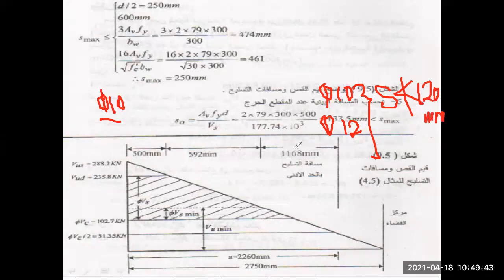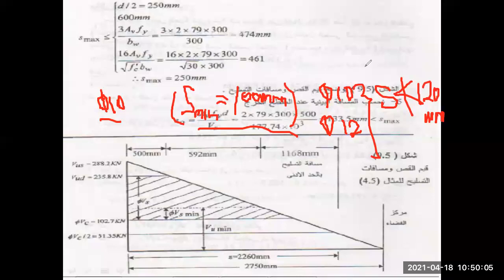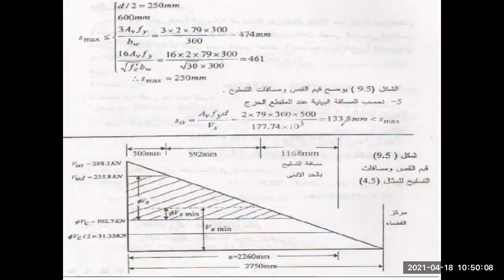For your information, the minimum spacing that the ACI code allows is about 100 millimeters. Okay, this is the minimum spacing the ACI code allows, just to know. So if I specify, I say spacing shouldn't be less than 150, okay? It should not be less than 150.